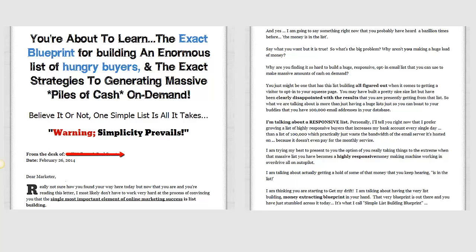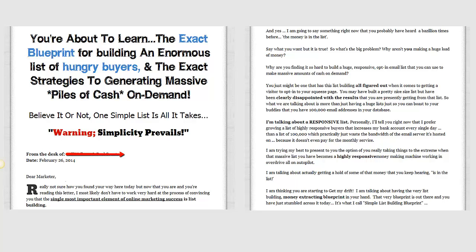You also could deal with a red headline to really stand out from the crowd and jump out, or a blue headline, or something that's going to be different from the rest of the crowd. So you can keep that in mind as you move forward. So the first part here, right here in our copy, it says you're about to learn the exact blueprint for building an enormous list of hungry buyers and the exact strategies to generating massive piles of cash on demand. So you notice there that leads with a very benefit laden headline that's going to help people, building an enormous list of hungry buyers.